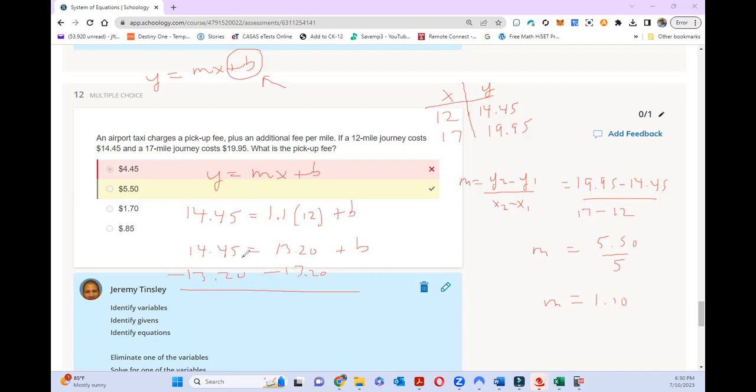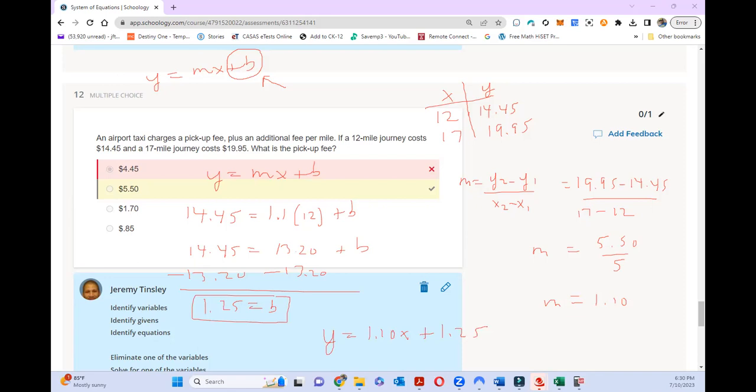So 1445 minus 1320 is what? 80 and 45. The answer is not even there. 80 and 45 is 125. Yeah, 125. So it would be y equals 110x plus 125.